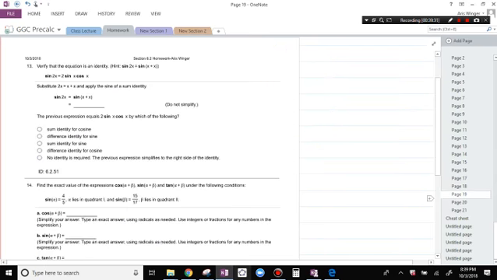And then, okay. This is going to be the next identity, actually. These are called double angle identities. The sine of 2x is 2 sine x cosine x.